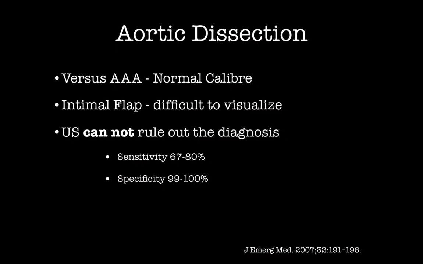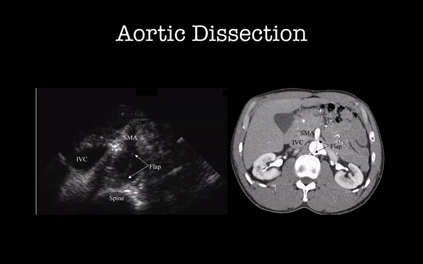Now, you can see it on ultrasound. It's just difficult. But let's remember why we're talking about dissection. The reason we're talking about dissection is because we want to differentiate it from an aneurysm. An aneurysm has a dilation in its caliber or its diameter. A dissection has normal caliber. A dissection is difficult to diagnose using ultrasound. An aneurysm is easy to diagnose. Here's an example of an aneurysm.